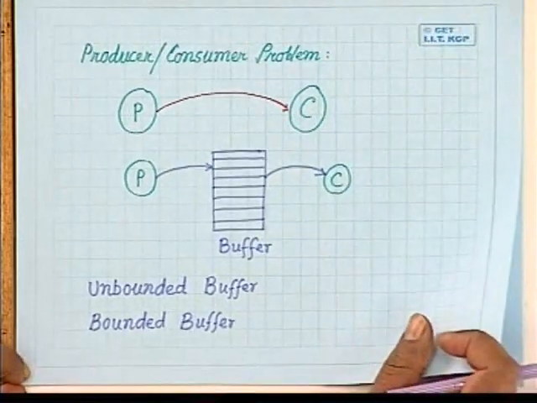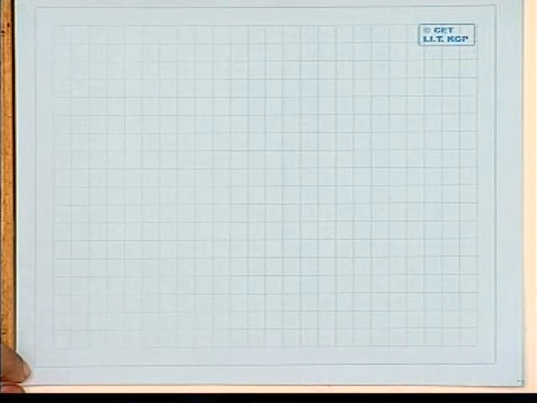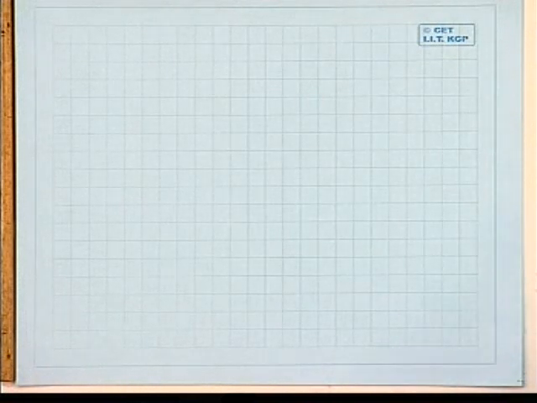So given such a type of problem, let us see how this kind of problem can be translated into code using the co-begin co-end structure. So we'll write the code like this. We'll assume that there are two processes. One is the producer process and the other one is the consumer process, running concurrently. So they can be placed under a co-begin co-end construct.